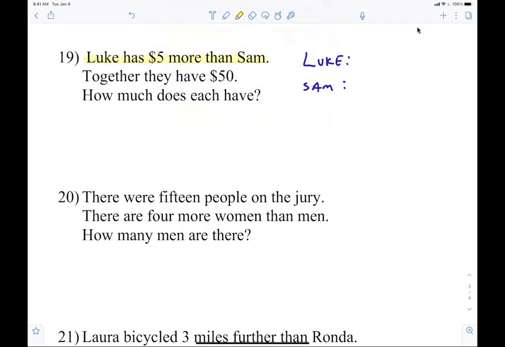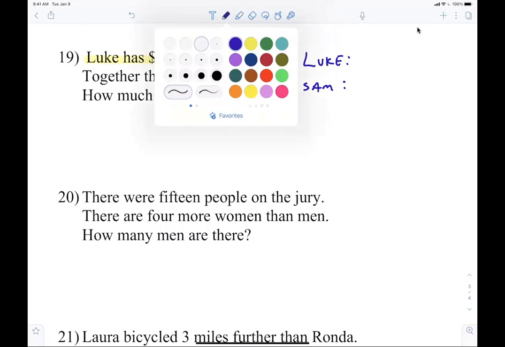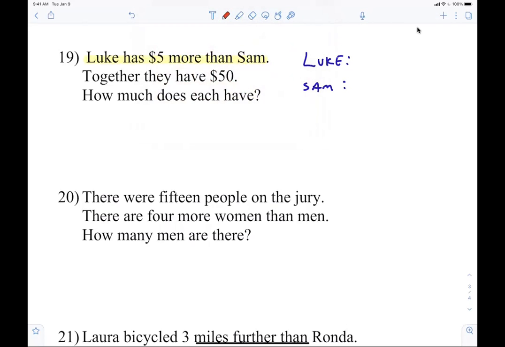So how much does Sam have, Ashley? Do we have any idea? Well, that's true, but I want to give Sam a variable. What variable? Okay, but I don't like S's. I'm always just going to write X. Okay. Then how much would Luke have? X plus 5. That is absolutely correct.